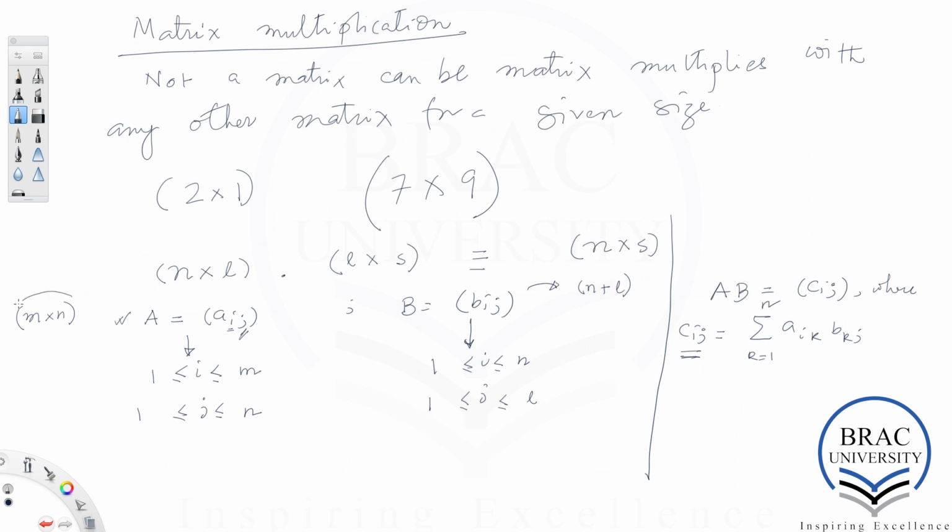So this is the size of the first matrix, this is the size of the second matrix, n times L. So the size of the resulting matrix should be m times L. So here i should vary between 1 and m, and j is supposed to vary between 1 and L. Then m times L is the size of AB.